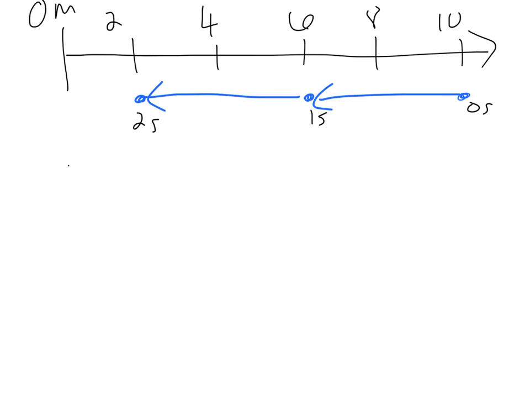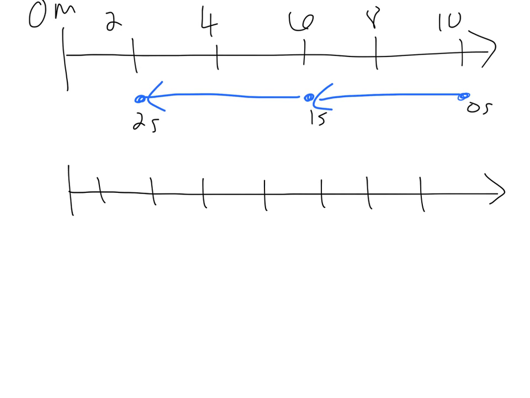Now let's say we have an object that changes direction. I'm going to do my best. These aren't always even, but as long as they're generally evenly spaced. So let's do 0 meters. We'll make this 1, 2, 3, 4, 5, 6, 7, 8. So I'm going to have an object. We'll start 0 meters at 0 seconds.